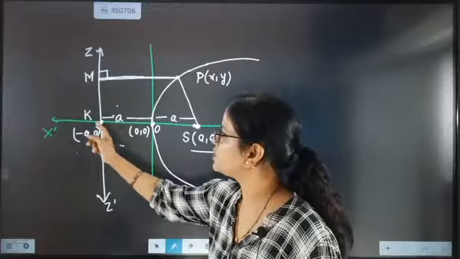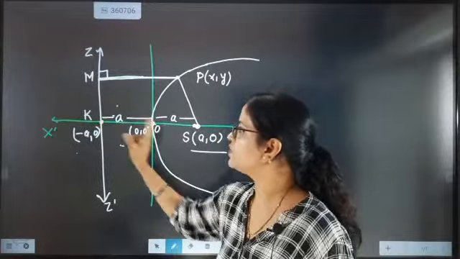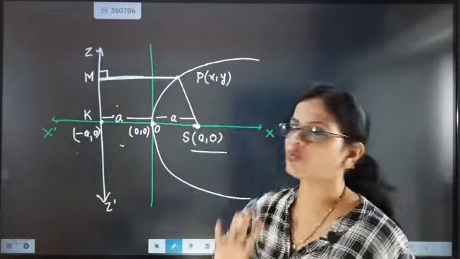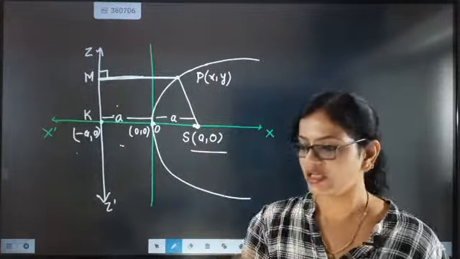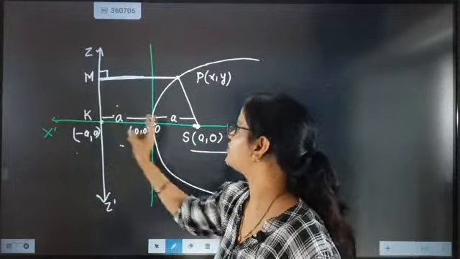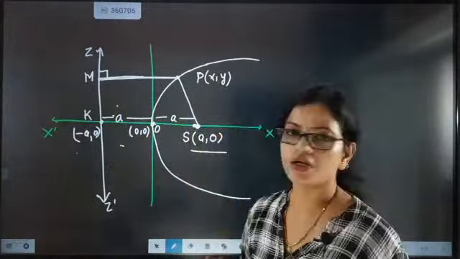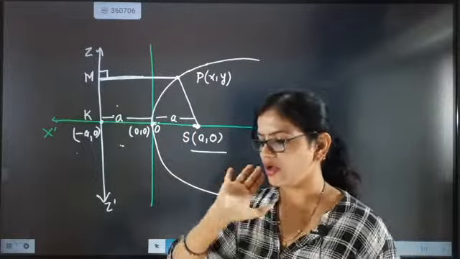Vertex is exactly equidistant. Vertex point is equidistant from the directrix to the fixed point. Vertex point will be equidistant from the directrix to the focus. So how much will be this much? That much will also become this one. So if this one is A, this one will also become A always.